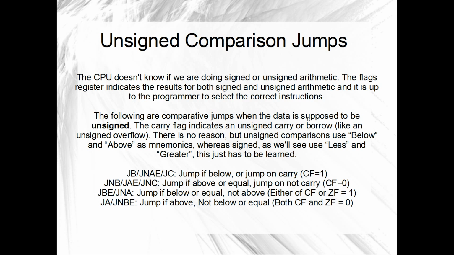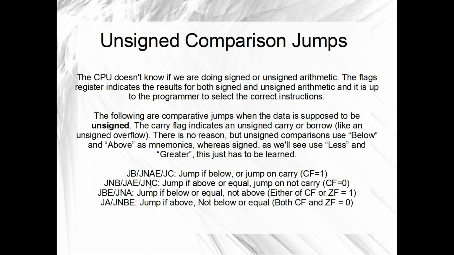The following are comparative jumps when the data is supposed to be unsigned. The carry flag indicates an unsigned carry or borrow, much like an unsigned overflow. There's no real reason for this, but unsigned comparisons use below and above as mnemonics, whereas we'll see in just a minute that signed comparisons use less and greater. But these are unsigned down here. So JB, jump if below, which happens to be the same as JC, jump if the carry flag is 1. JNB, jump if not below. JAE, jump if above or equal. And JNC, jump if not carry flag.